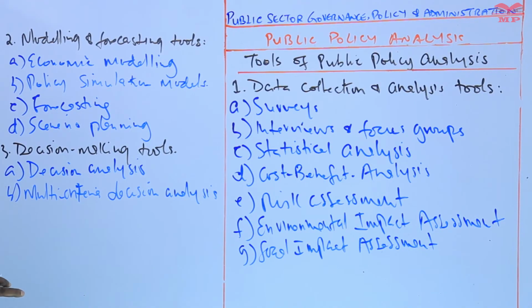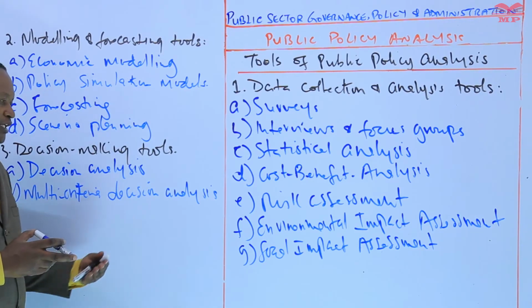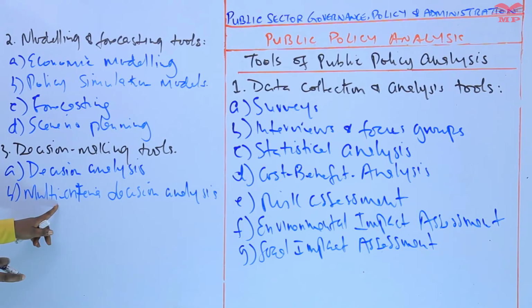It is a decision-making tool that explicitly incorporates multiple and conflicting criteria into the analysis. That's why we are calling it multi-criteria decision analysis. It incorporates multiple and conflicting criteria into the analysis.